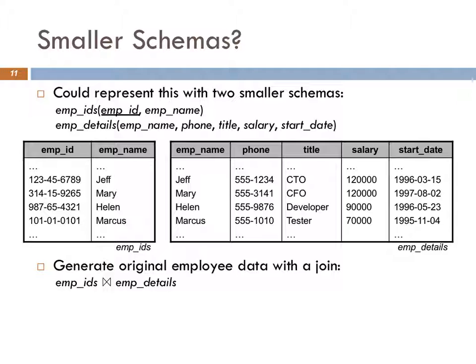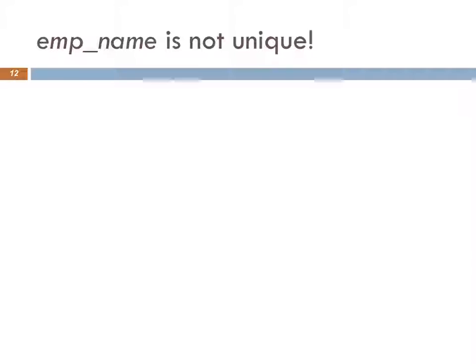Well, remember that I said the only thing that we can really guarantee is unique in the original table is employee ID. So what happens if I join together these two smaller tables? Is employee ID on both sides? Well, no, so I have a problem. Okay, any problems with this?